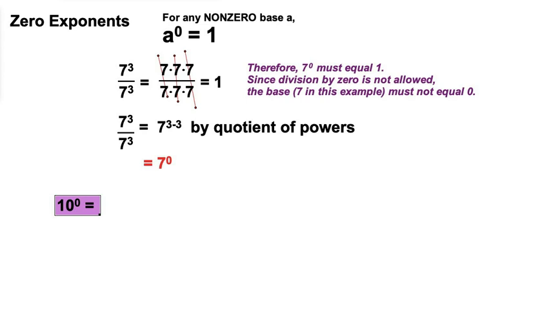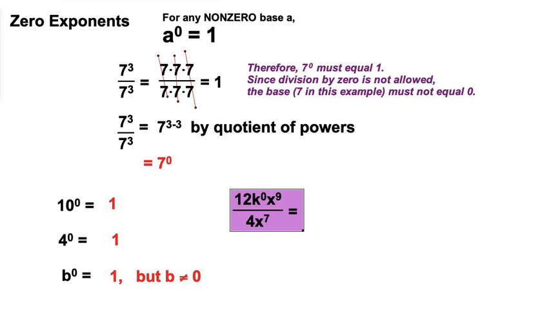So, how about this one? Piece of cake. 1. How about this? 1. How about this? 1. But notice here I must state the restriction. I didn't have to state it for 10 and 4 since those numbers are clearly non-zero.